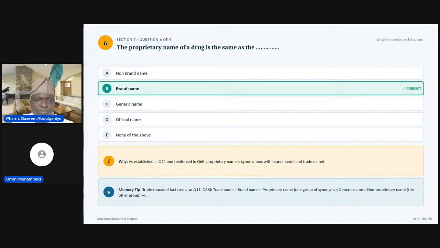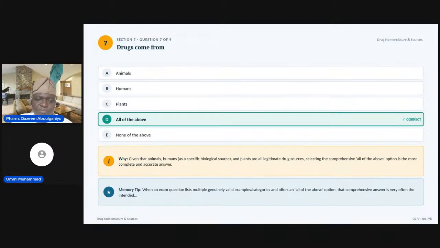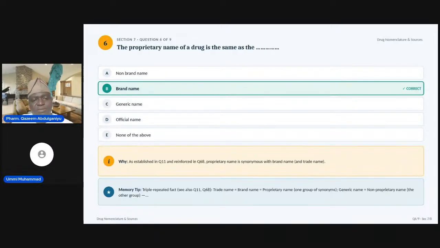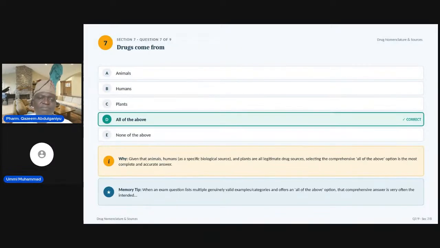So, okay, of course, the proprietary name of a drug is the same as the brand name. Remember, it's now coming this way. Brand name is the same thing as trade name, and then the proprietary name is the same thing as brand name. So drugs come from all of the above, of course, from animal, from plants, from human. That's where they came from.